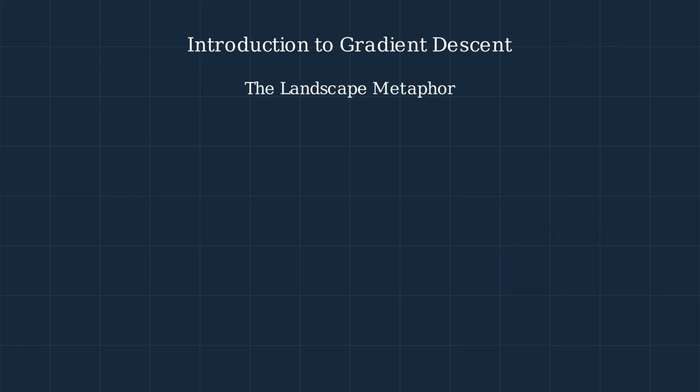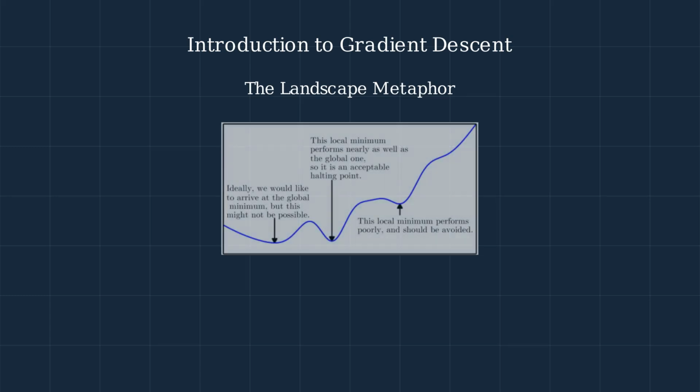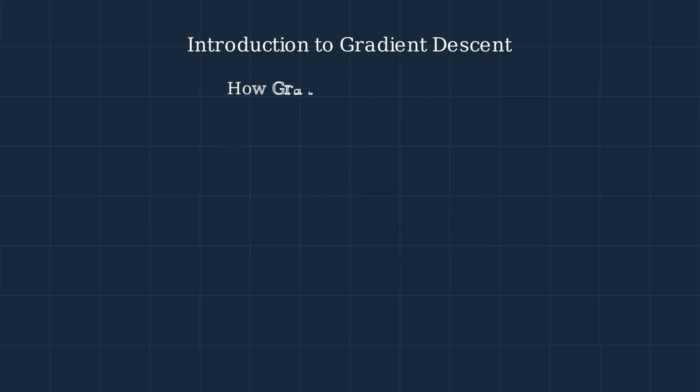We can visualize the process of gradient descent as navigating a landscape, trying to find the lowest point. The lowest point in this landscape represents the optimal set of parameters for our model. However, the landscape might have multiple valleys or local minimums. Gradient descent works by iteratively taking steps in the direction of steepest descent.